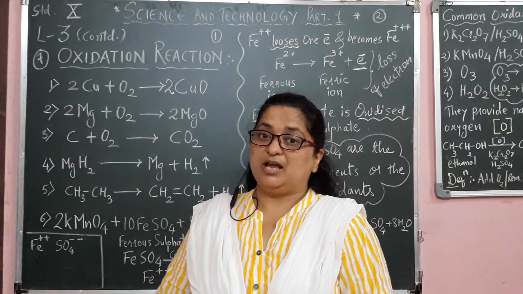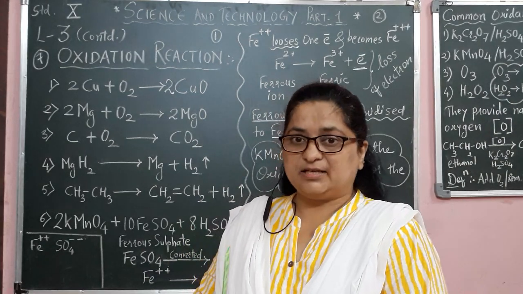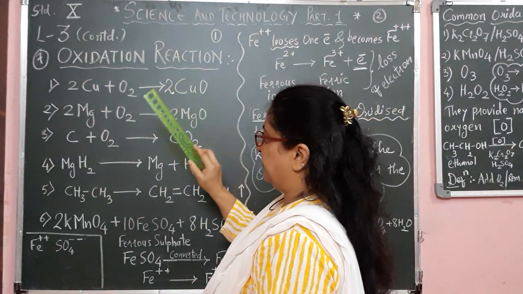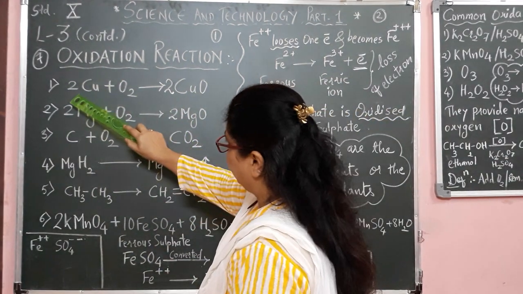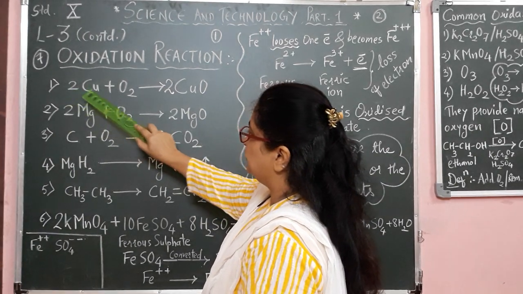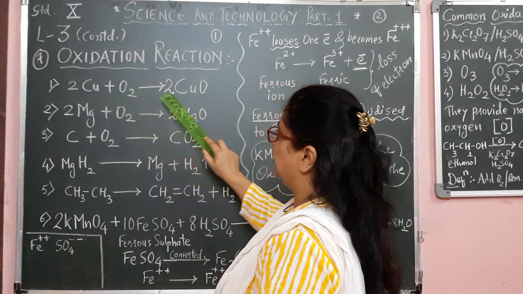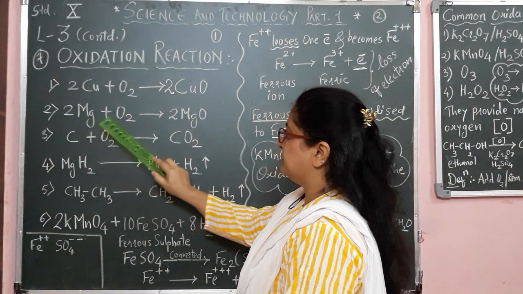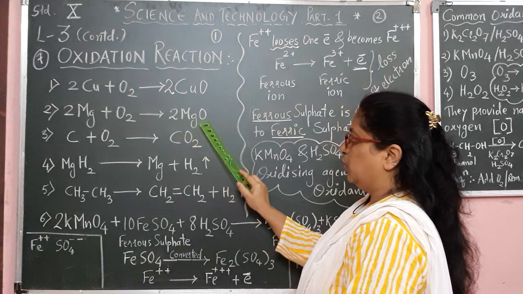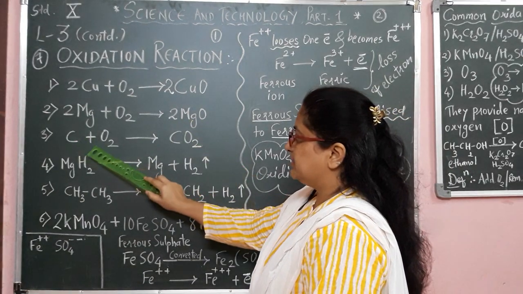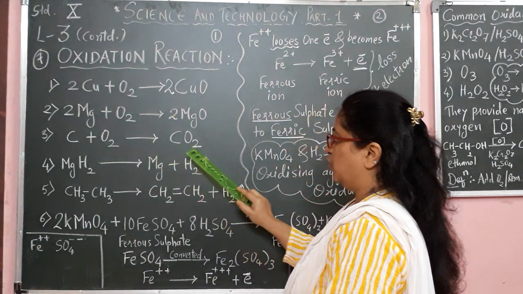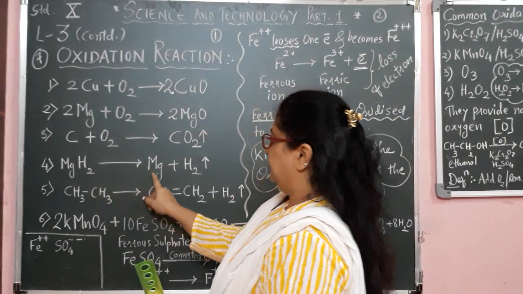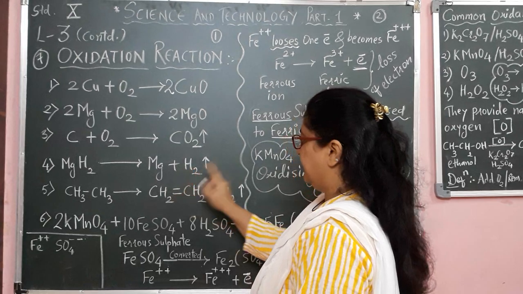Hello dear students. Now we will study the next type of chemical reaction, and that is oxidation reaction. Let's consider some examples. 2Cu + O2 = 2CuO. Second equation, 2Mg + O2 = 2MgO. C + O2 = CO2. MgH2 = Mg + H2.